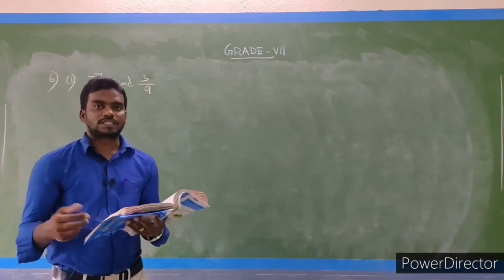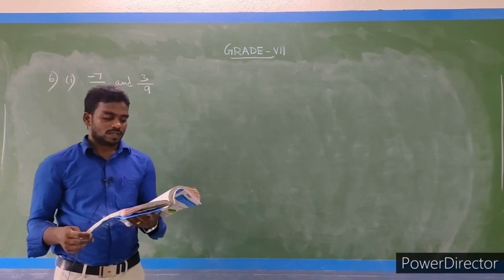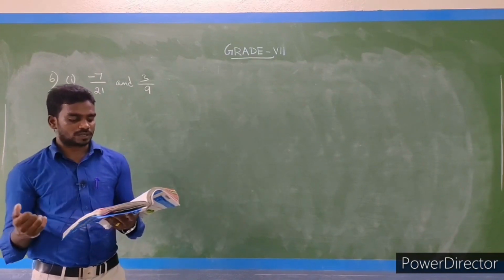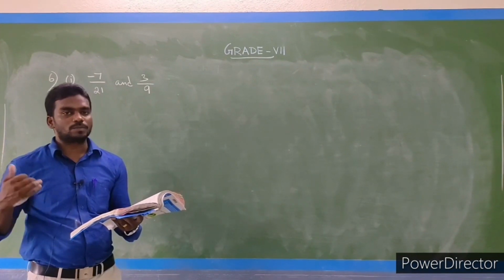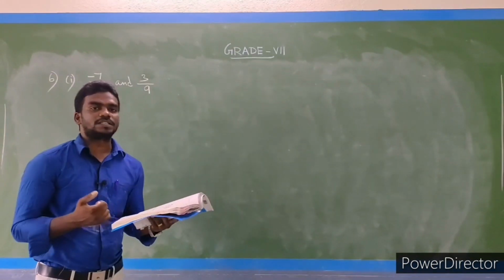Next, our sixth pattern. Which of the following pairs represents the same rational numbers? Our fifth pattern is also your homework sum. You write your fifth pattern in your book itself. Next, what is the sixth one? Which of the following pairs represents the same rational number?